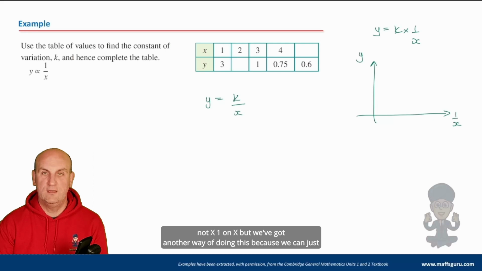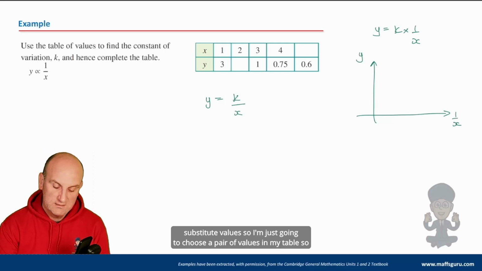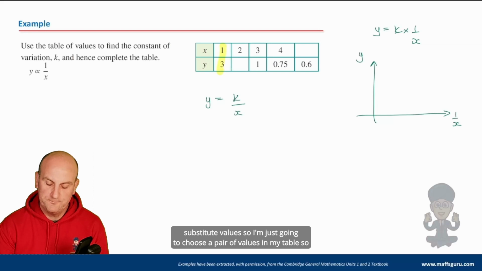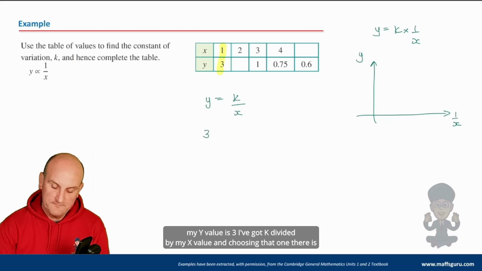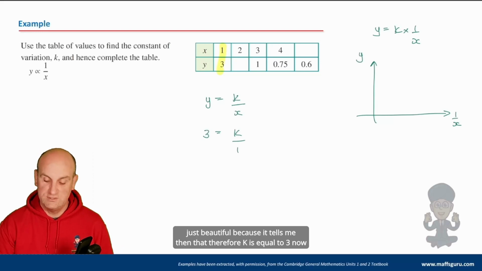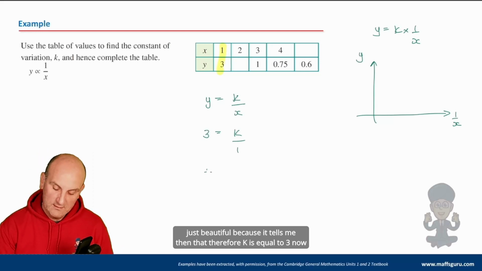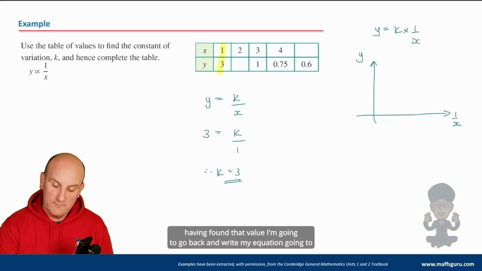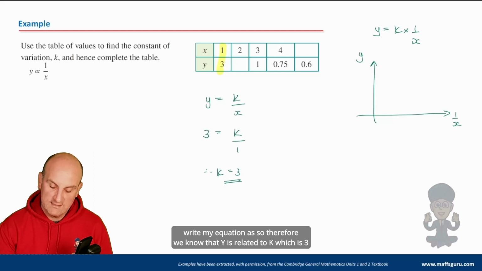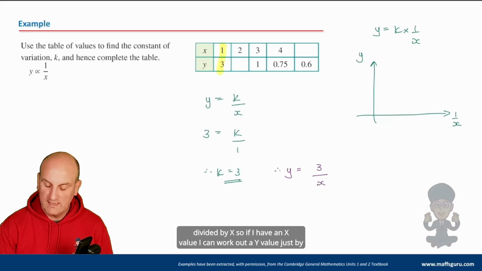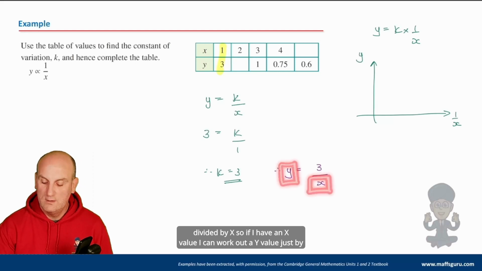But we got another way of doing this because we can just substitute values. So I'm just going to choose a pair of values in my table. So my y value is 3. I've got k divided by my x value, and choosing that one there is just beautiful because it tells me then that therefore k is equal to 3. Now, having found that value, I'm going to go back and write my equation. I'm going to write my equation as, so therefore we know that y is related to k, which is 3, divided by x.